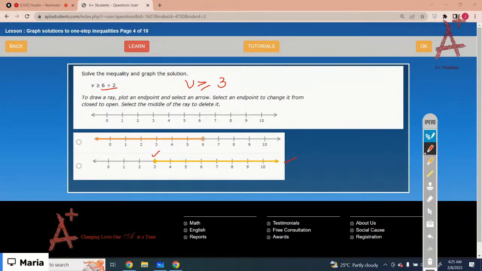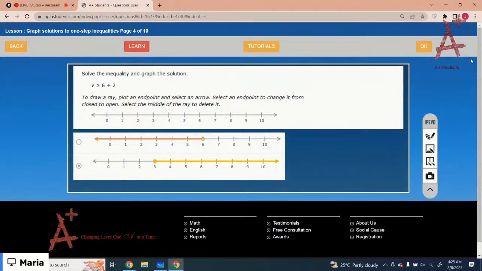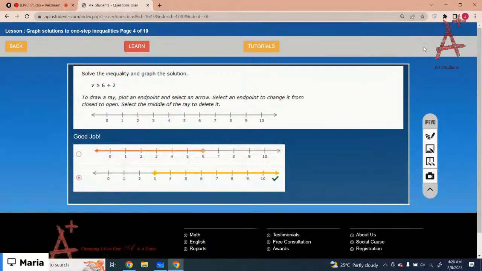So V is greater than or equal to 3 is the second one. Got it? So just select the correct option and click on the OK button.